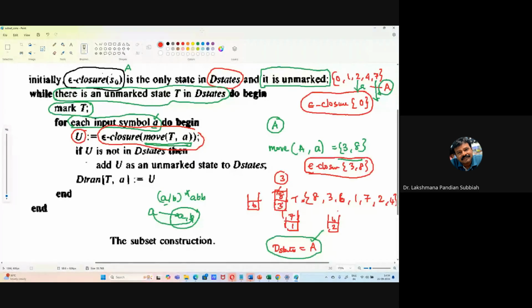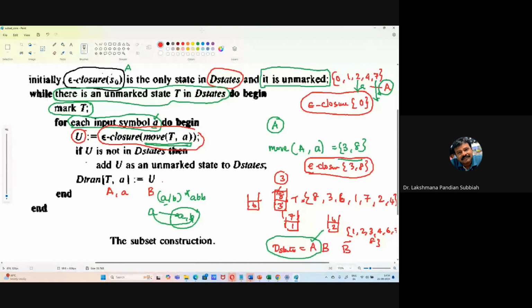So that is 1, 2, 3, 4, then 3, 5, then 1, 2, 3, 4, 6, 7, and 8. Correct? So this is considered as a new state, T state. So we are adding one more state here. Now we are having T tran of A by A, it will go to B.